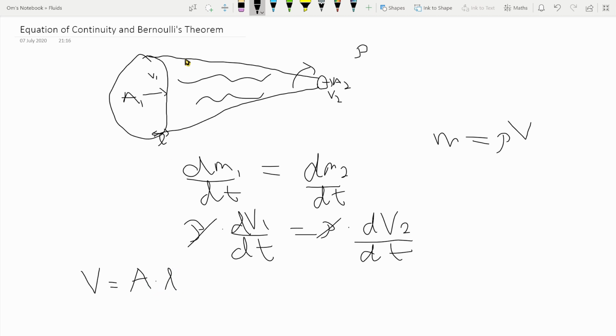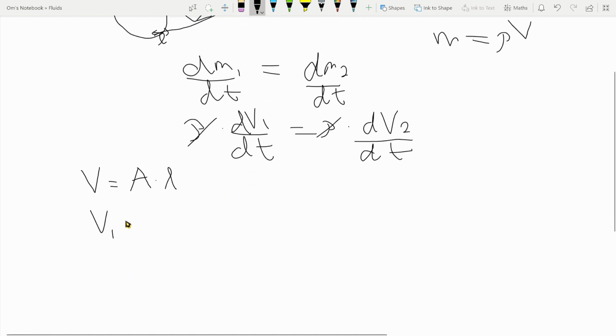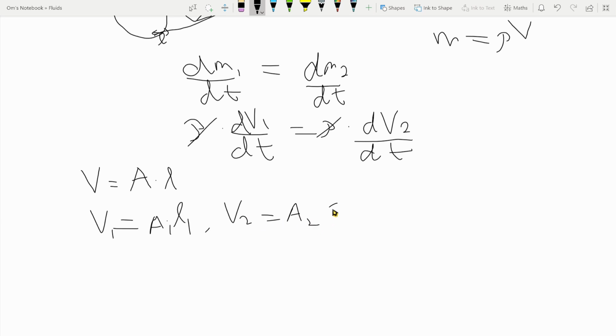So over here, suppose I have a circular cross section, and I'm going to let it be of cross section A, and suppose it has a length L that I'm considering. The amount of fluid contained over here would be the volume of this cross section. So I'm going to write V is equal to AL. So V1 would be equal to A1 L1, and V2 would be equal to A2 L2.